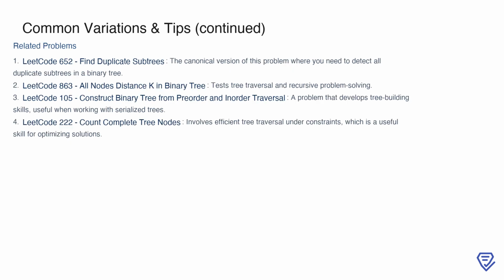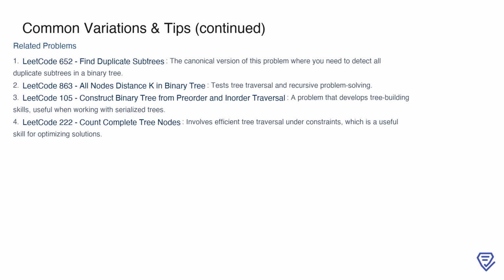This problem ties into several related challenges that can help deepen your understanding of binary tree operations. The canonical problem, LeetCode 652, focuses specifically on finding duplicate subtrees. Another related problem is LeetCode 863, which involves identifying all nodes at a specific distance k within a binary tree. This problem hones your tree traversal and recursive problem-solving skills.